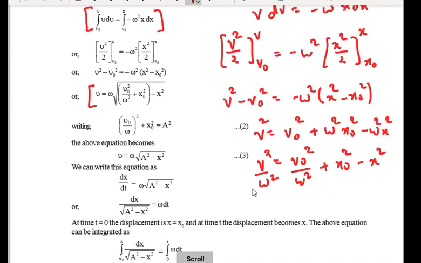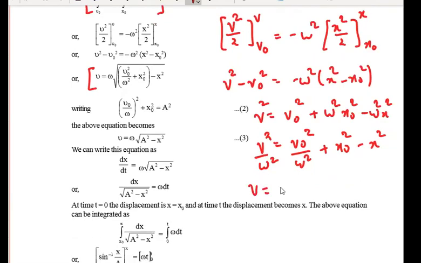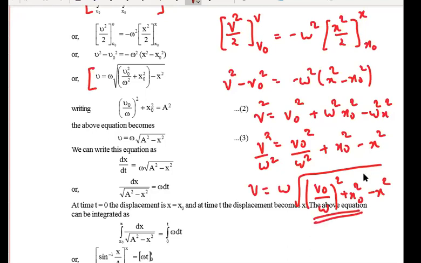So I can say V is equal to, now this omega will go this side, so omega under root, whole under root. Now this thing is constant, yes or no? V naught by omega whole square plus x naught square minus x square. This whole term is constant. V naught is constant, omega is constant, x naught is constant. Yes, right?